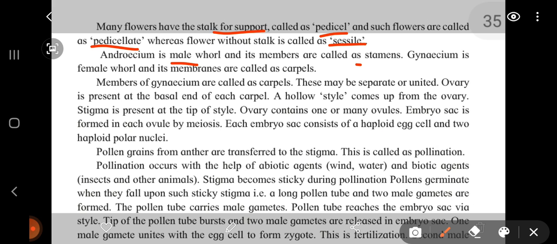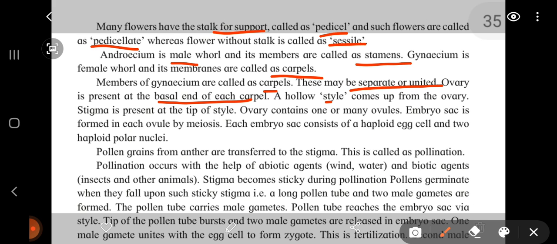Androecium is the male whorl and its members are called stamens. Gynoecium is the female whorl and its members are called carpels. Remember these words: stamen, the member of androecium, and carpels, the members of gynoecium. They may be separate or united. Ovary is present at the basal end of each carpel.